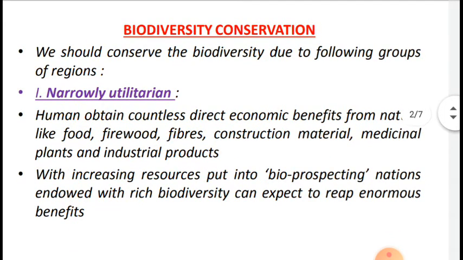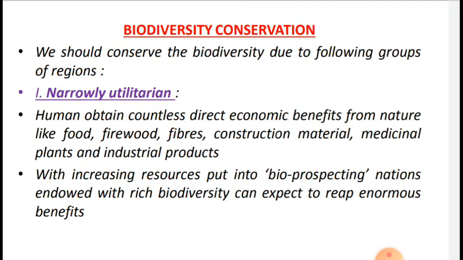First of all, let's discuss biodiversity conservation. As we know, there are so many reasons for biodiversity conservation. Some are known to us, some are unknown to us also. But what is important here? Known or unknown, both are equally important for us because it's a question of our survival.